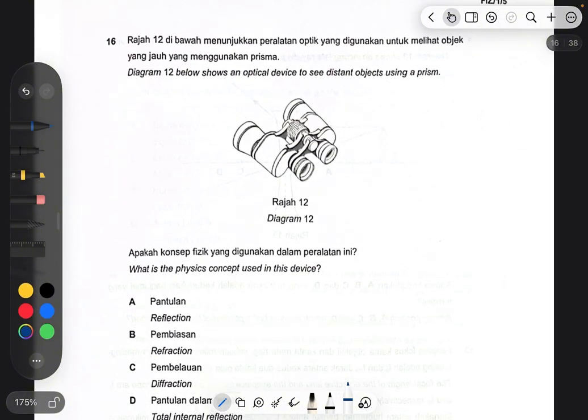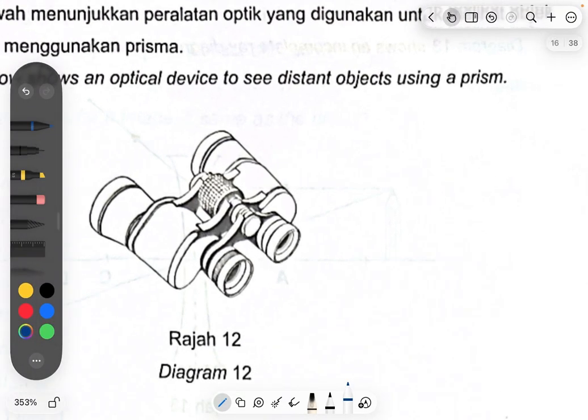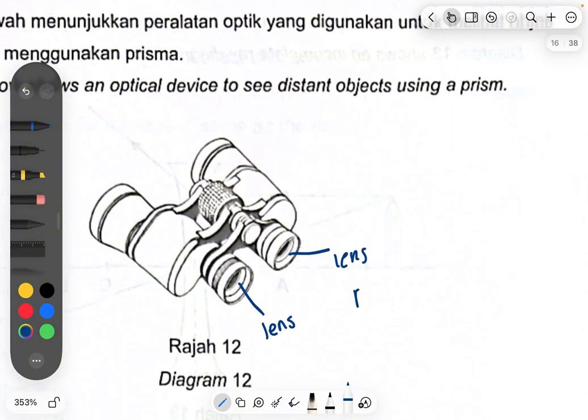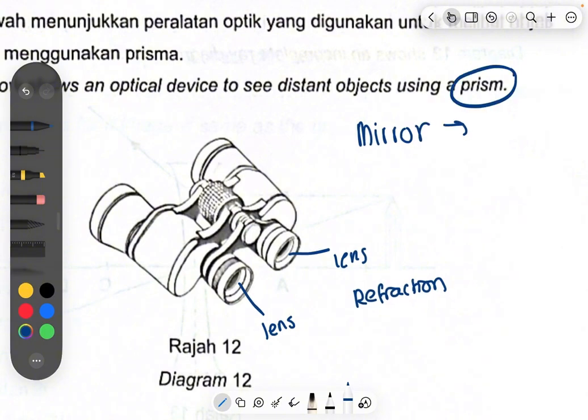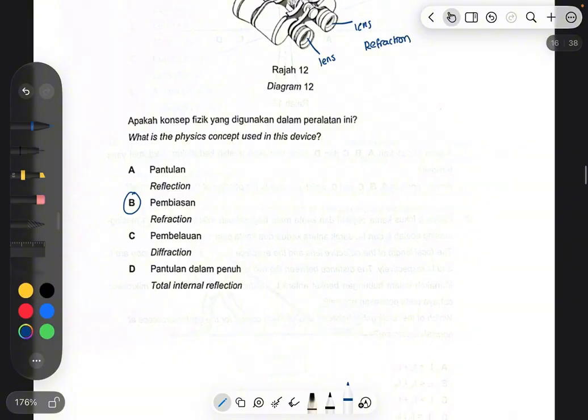Okay, diagram 12 shows an optical device to see distant objects using a prism. What is the physics concept used in this device? Okay, we already know that this is not a mirror, it's a lens. Kalau lens, it's always refraction. But if there's a mirror, then it's reflection. That's how I like to remember it. So it's B.